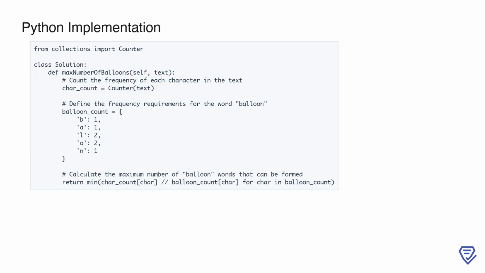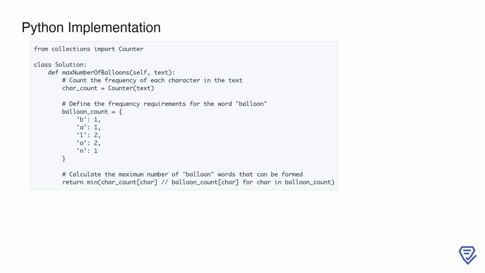The goal is to determine how many times we can form the word balloon using the characters in the given string text. First, we use Python's Counter from collections to count the frequency of each character in the input string. The Counter creates a dictionary-like object where keys are characters and values are their corresponding counts. Next, we define the frequency requirements for the word balloon in the balloon_count dictionary. For example, the word balloon requires 1 B, 1 A, 2 Ls, 2 Os, and 1 N.